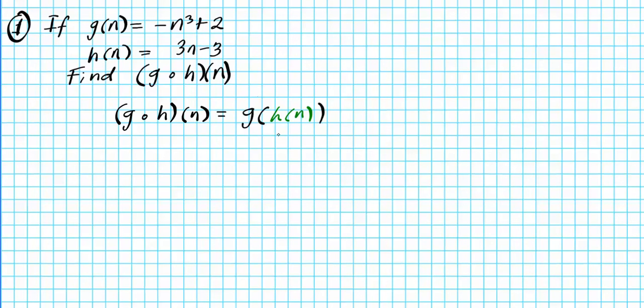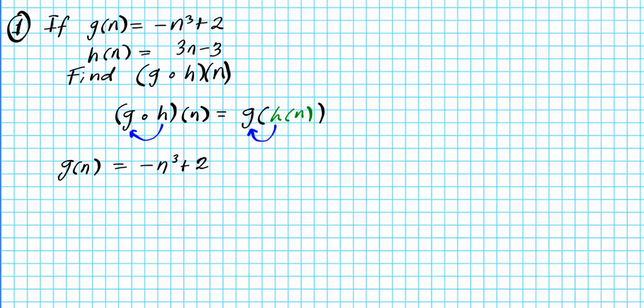To help us stay organized, we're going to start by writing down the parent function. Now, the parent function is the outer function, or the one that comes first. What's happening is we're taking the input and plugging it into the parent function. So in order to have something to plug it into, we have to write down the parent function first, so that's going to be g of n equals negative n to the third plus 2.